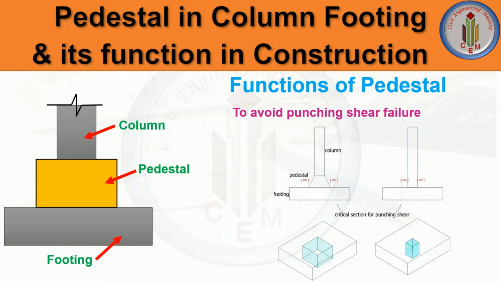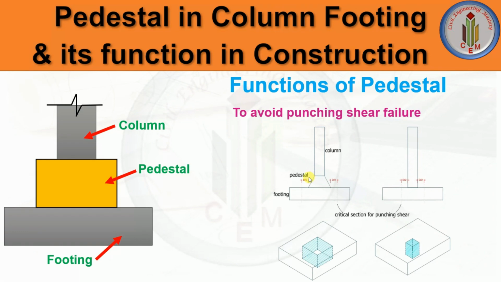Next one is to avoid punching shear failure. As we all know, punching shear failure is also called two-way shear failure in footings. If the load coming on the column is more, we need to increase the depth of the footing in order to avoid the punching shear failure. Punching shear failure will occur at a distance of d by 2 from the face of the column.